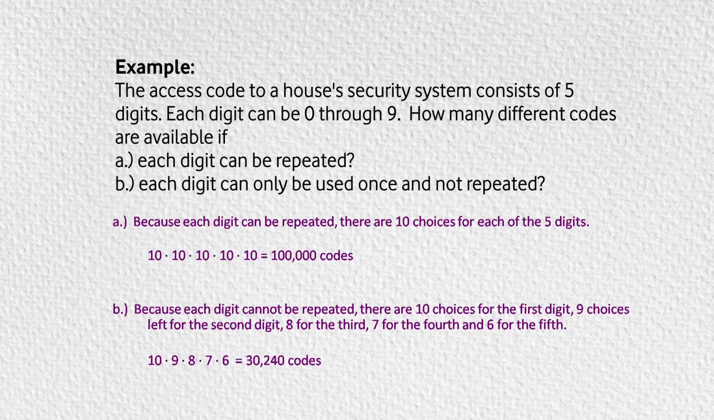Because each digit can be repeated, there are 10 choices for each of the 5 digits. 10 times 10 times 10 times 10 times 10, and it comes to 1 lakh codes. Now because each digit cannot be repeated, there are 10 choices for the first digit, 9 choices left for the second digit, 8 for the third, 7 for the fourth and 6 for the fifth. So the answer is 10 times 9 times 8 times 7 times 6, which comes to 30,240 codes.